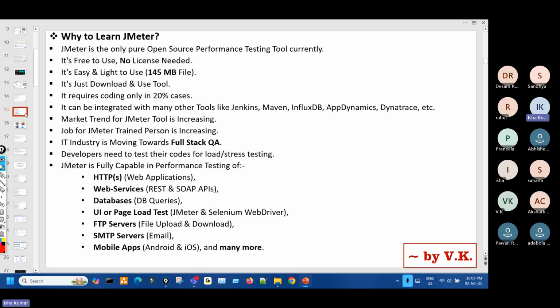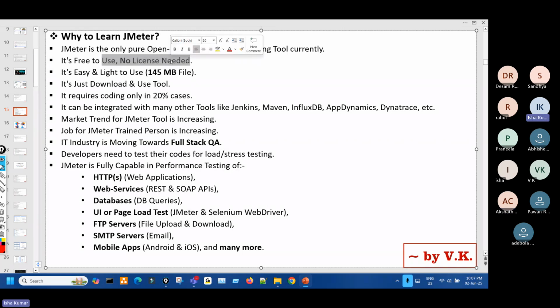Now coming to JMeter, why this tool? As I said, it's currently the pure open source performance testing tool. It's free to use, no license is needed, and any feature you use needs no license. It's very easy and very light to use, only a 145 MB file. You just download and use it. There is no license needed.